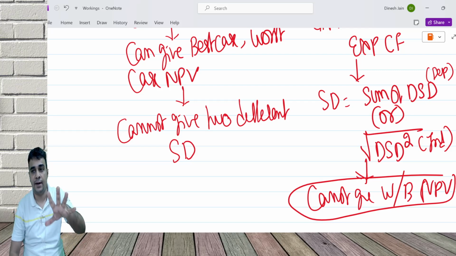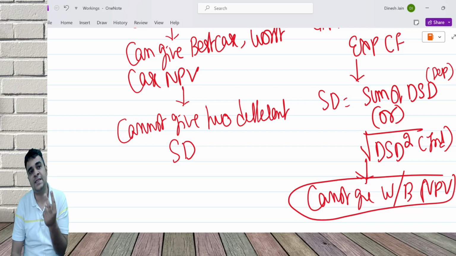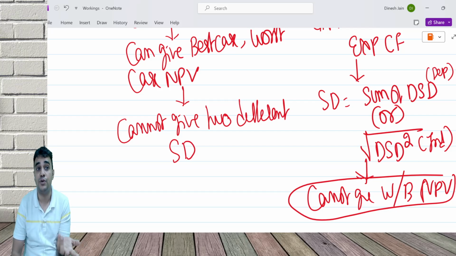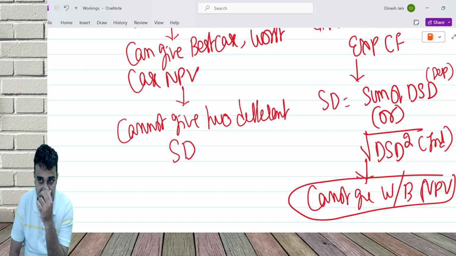I'll simplify and explain again. A few questions will ask you to calculate two different standard deviations. Please, you have to follow only approach 2. Some questions will ask worst case and best case NPV. You have to follow only approach 1. Some questions have unfortunately asked both. You have to do both the approaches to get to the independent answers, which has never come in exam.